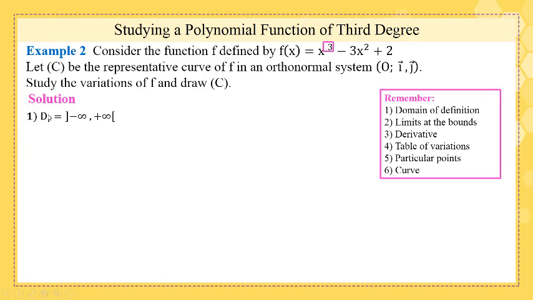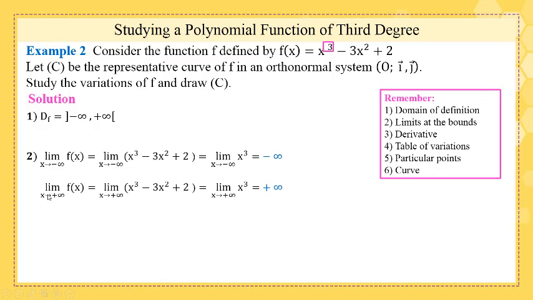Domain of definition of f equals minus infinity, plus infinity, since f is a polynomial function. Second step, determine the limits at the bounds. The bounds of the domain are minus infinity and plus infinity. So, limit of f of x as x tends to minus infinity equals minus infinity. Limit of f of x as x tends to plus infinity equals plus infinity. The third step, determine the derivative function and its roots.